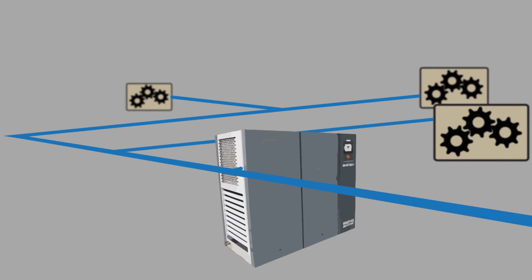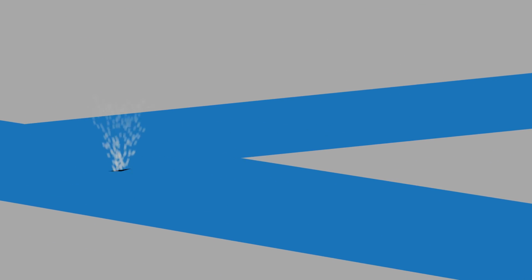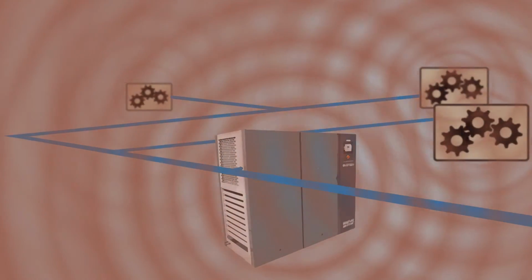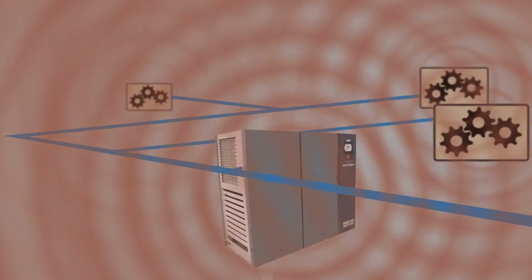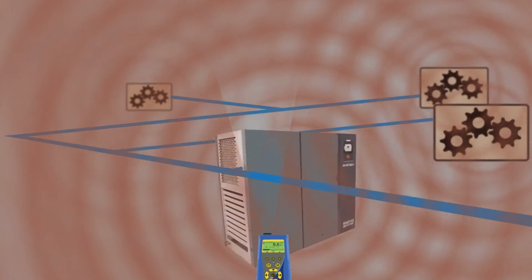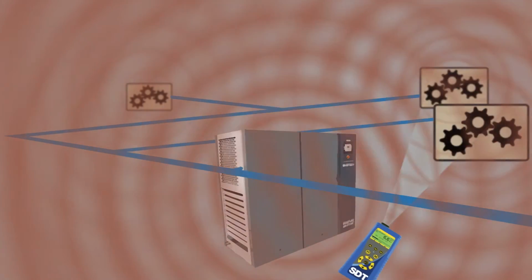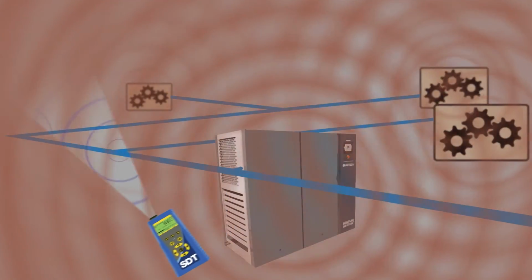Leaks produce air turbulence at their origin with a distinct whistling sound. That sound is drowned out by plant noise, making leaks impossible to find with our ears. The SDT-270 extends superhuman hearing capabilities to leak surveyors, making it easy for them to locate leaks of all sizes in the harshest, noisiest environments.